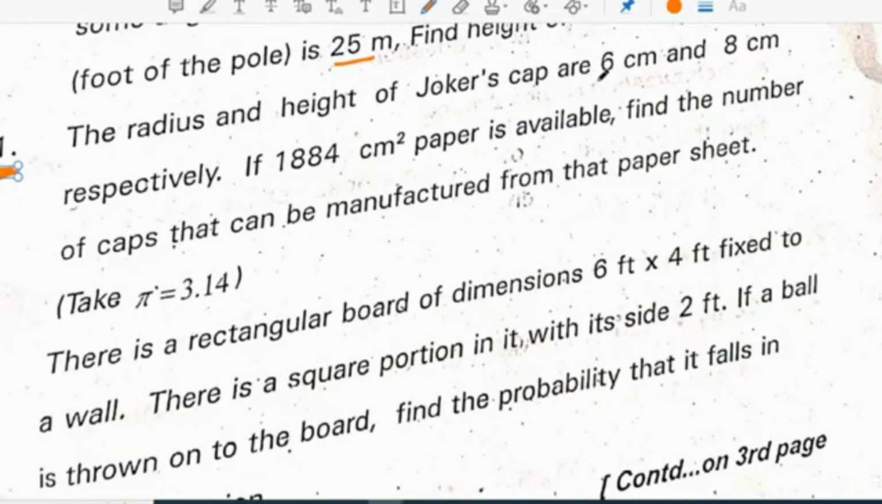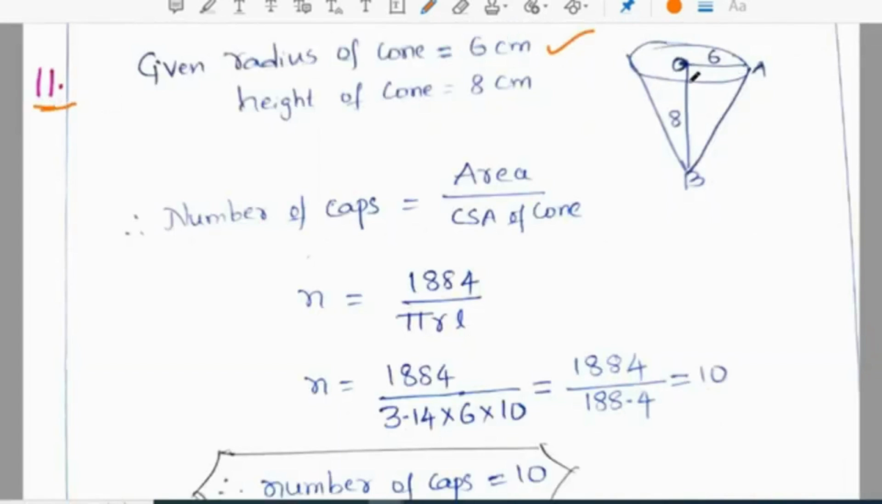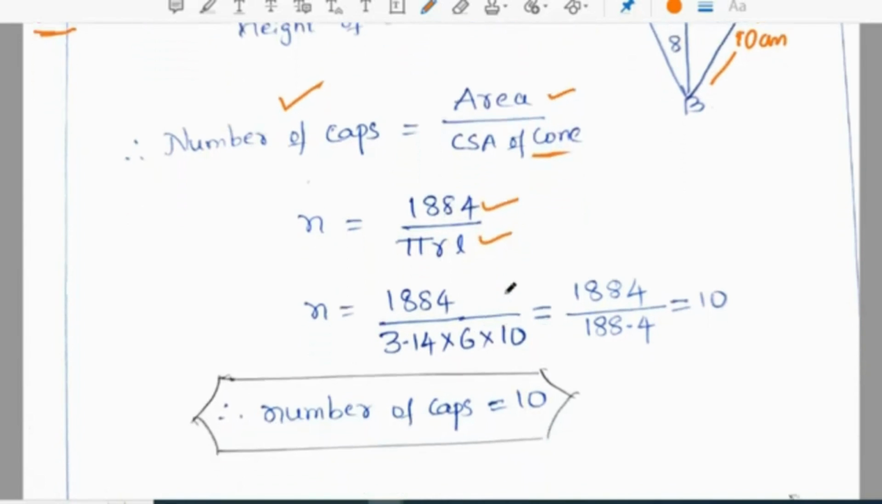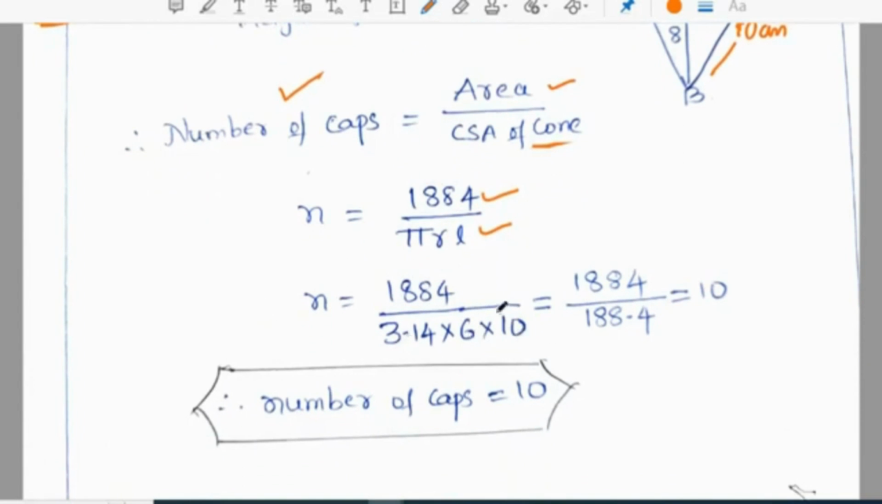11th question. The radius and height of a joker cap are 6 centimeters and 8 centimeters respectively. If 1884 centimeters square paper is available, find the number of caps that can be manufactured from the paper sheet. Given the radius of the cone is 6 centimeters and the height of the cone is 8 centimeters, therefore the slant height becomes 10 centimeters based on the Pythagorean triad. So the number of caps is nothing but the area of the sheet divided by the curved surface area of the cone. Area of the sheet is given as 1884, and the curved surface area of a cone formula is pi r l.